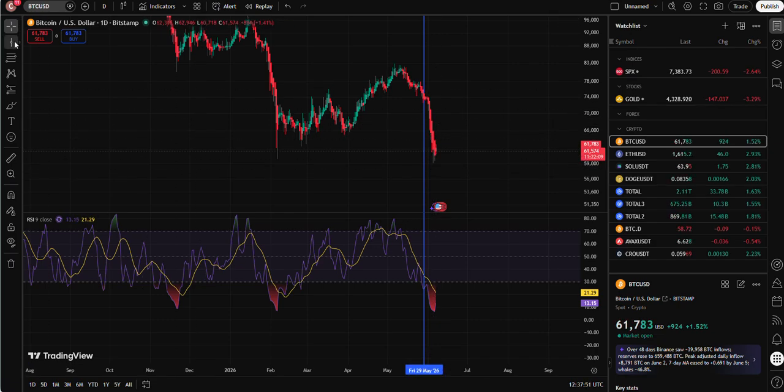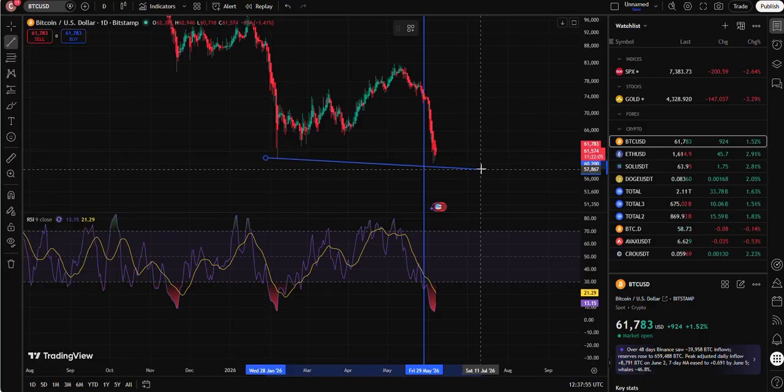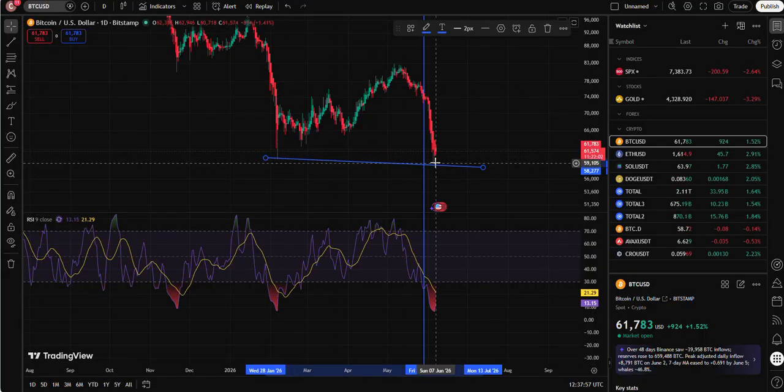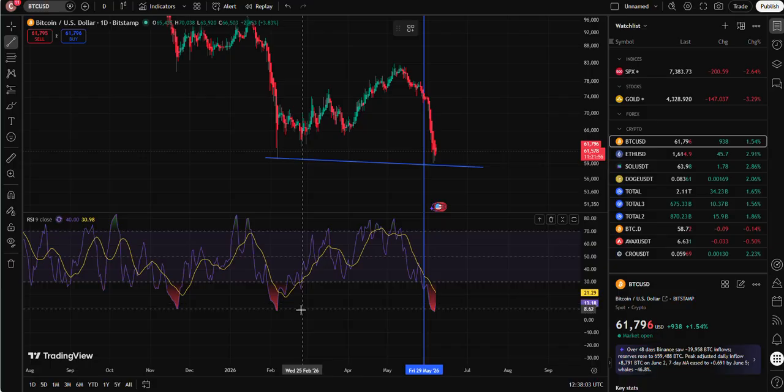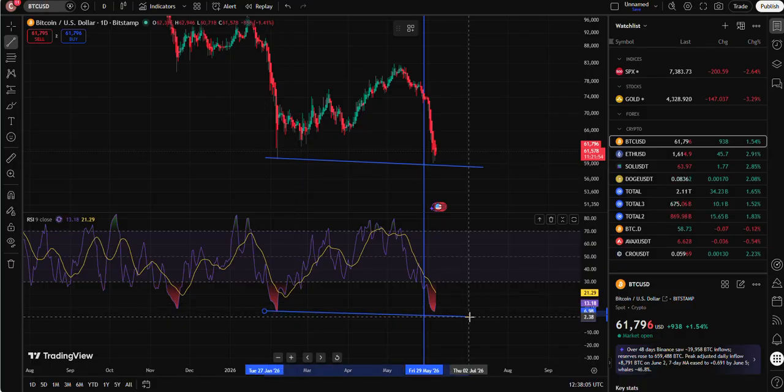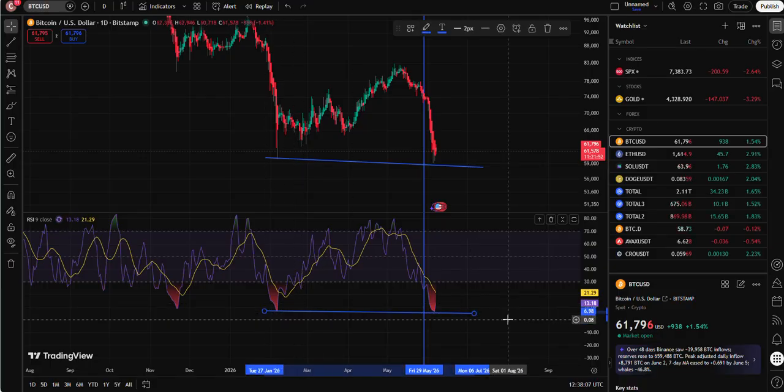If we look closely, we see the new point is lower than the old point from February 26, but at the same time this point is also higher than this point. So we don't have any kind of bullish divergence. So most probably the price should fall down again.